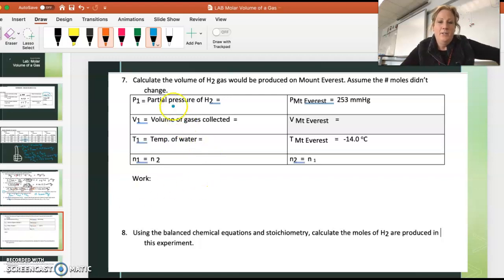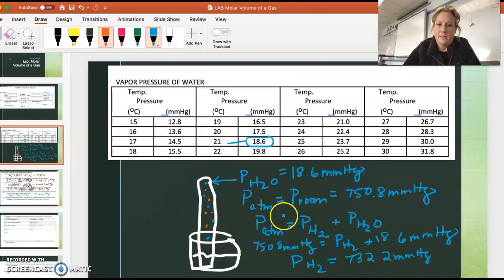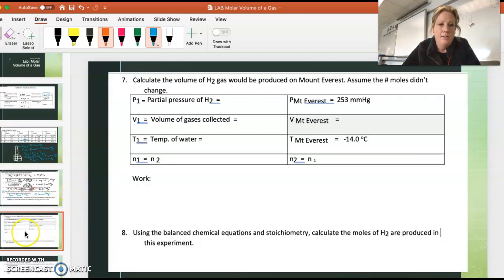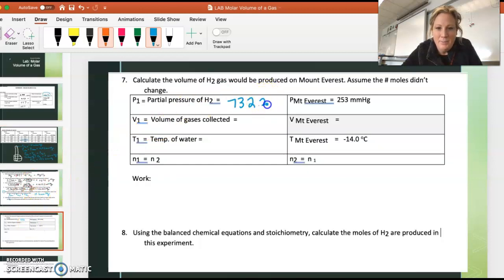So now we're going to do a calculation. For this calculation, we're going to want that value that we just got. So we would put our answer from number 6, which was 732.2 millimeters of mercury. That was the pressure of just the hydrogen.